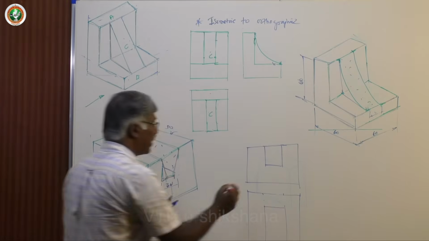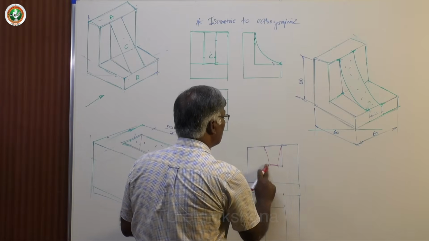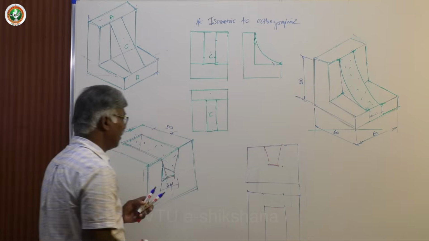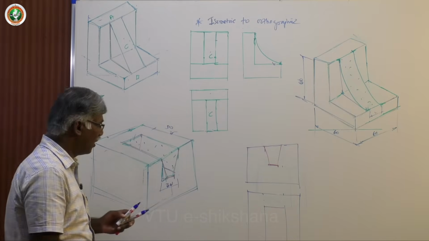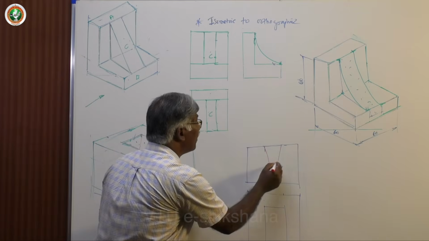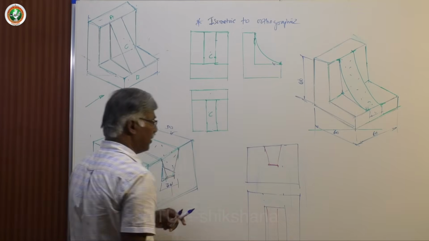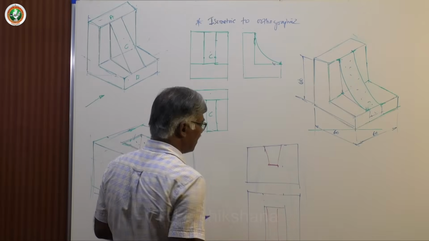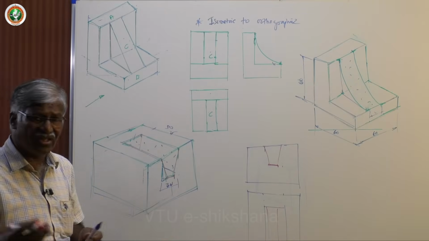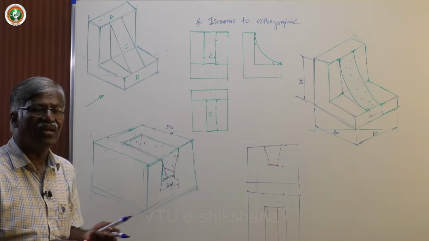So here the pattern will change. This will not be there. This is available. And what about the top view? Two more lines will be added to represent these edges. Yes, two lines added symmetrically. This is symmetrical about this. So like this, go on changing the shapes and also the pattern, dimensions, etc.